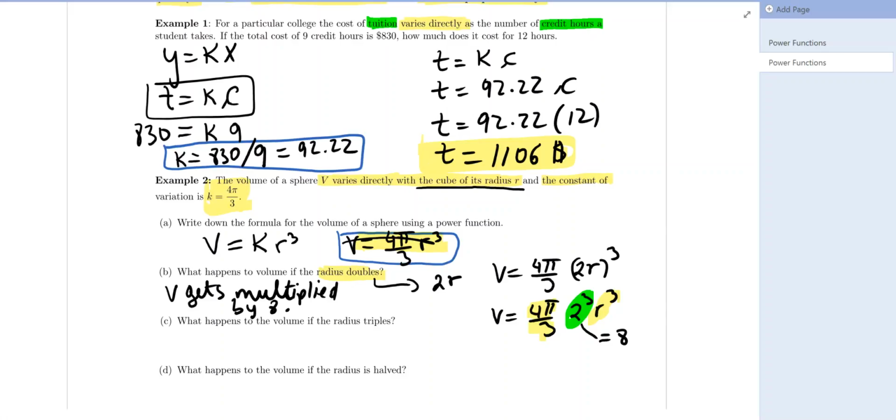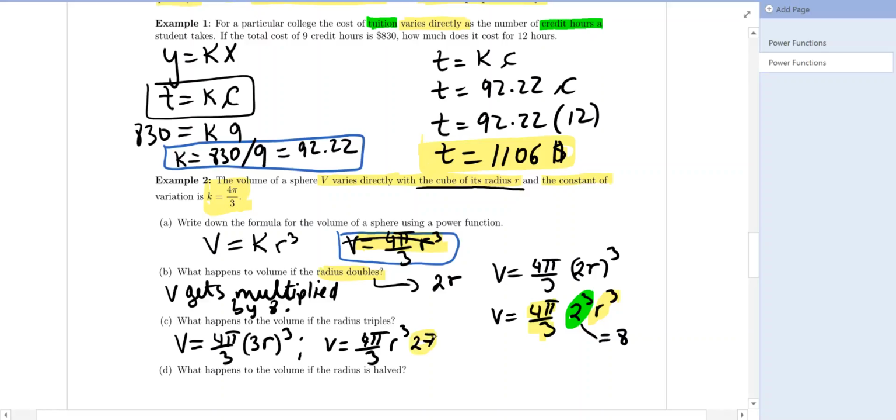All right, what happens to the volume if the radius triples? Now the volume will be 4 pi over 3, and instead of the radius, I have 3 times the radius to the third power. So then the volume becomes 4 pi over 3, the radius cubed, and then 3 cubed, which is 27. So the volume gets multiplied by a factor of 27 when the radius triples. The volume doesn't just triple.